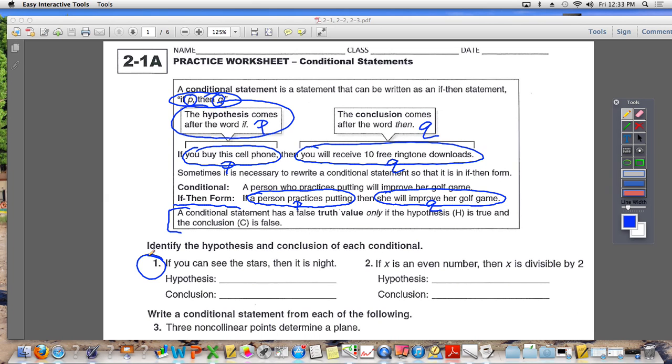If you can see the stars, it is night. Can you ever see a star when it is not night? Yes. For example, the sun. What else? The moon. You can see the moon before it gets dark, right? It's not a star, though. Those examples that you guys just told me are called counterexamples. We're going to talk about those on the next page. Okay? The moon's not a star.